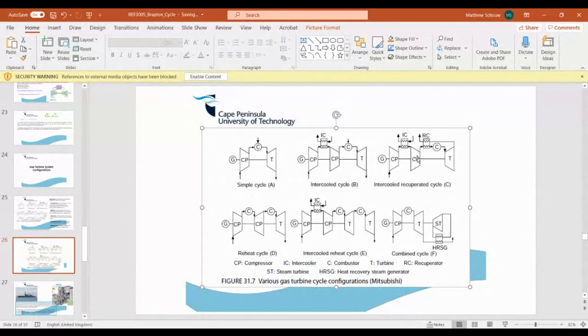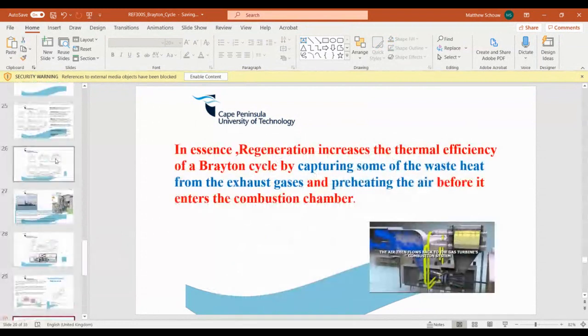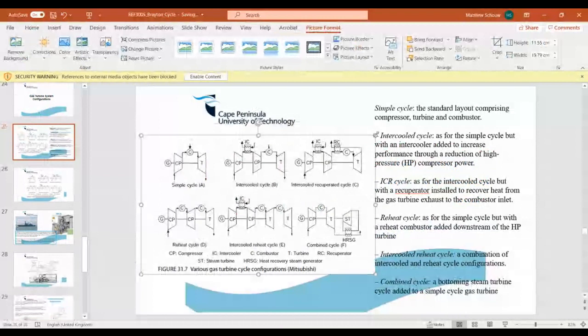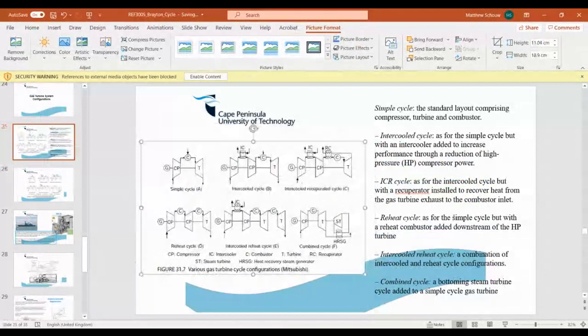circulating it just after the discharge of the compressor, so that we can heat up the air before it enters the combustion chamber. This is the new concept. So the concept that we're actually going to head into is called regeneration, right? This is also obviously analogous to waste heat recovery. So it's that kind of thing.